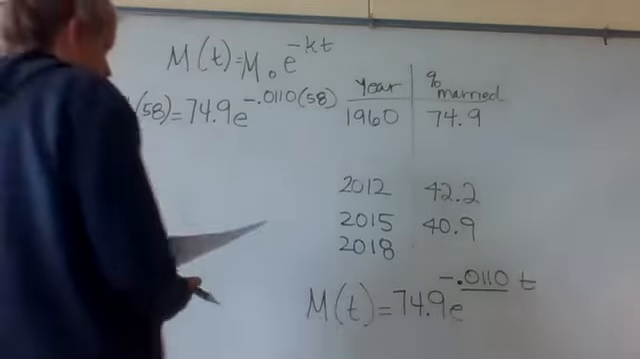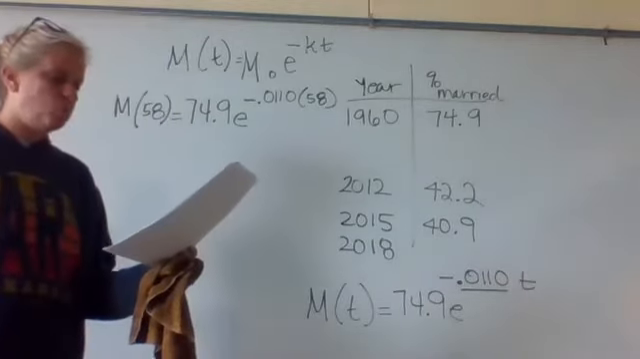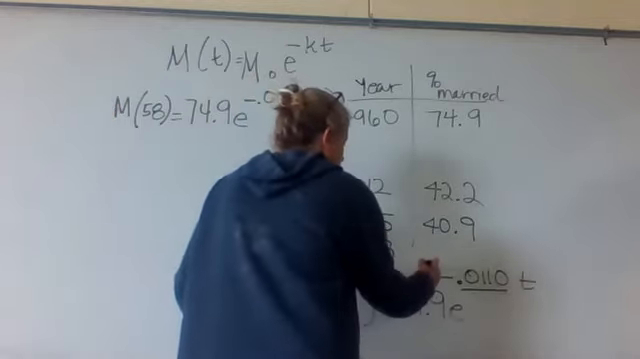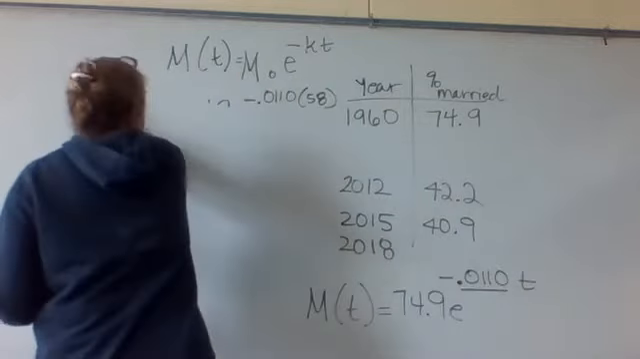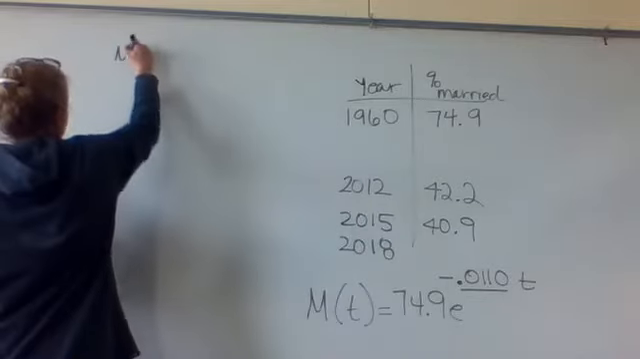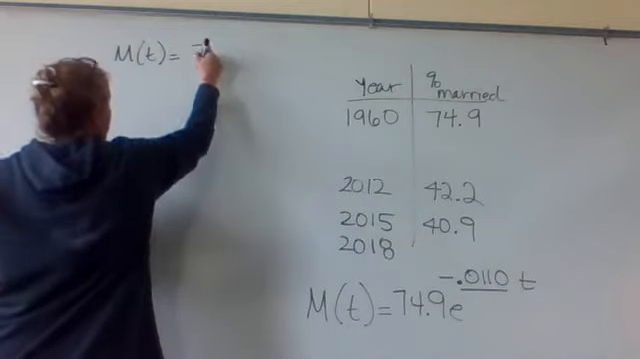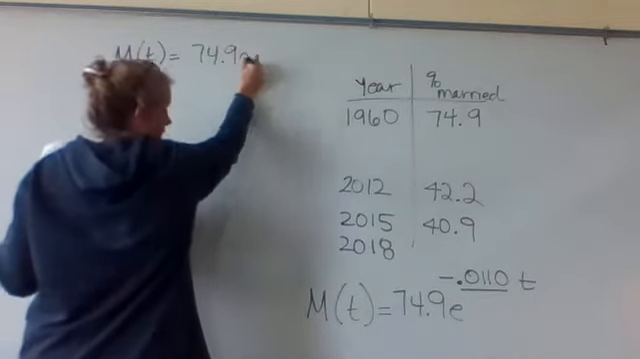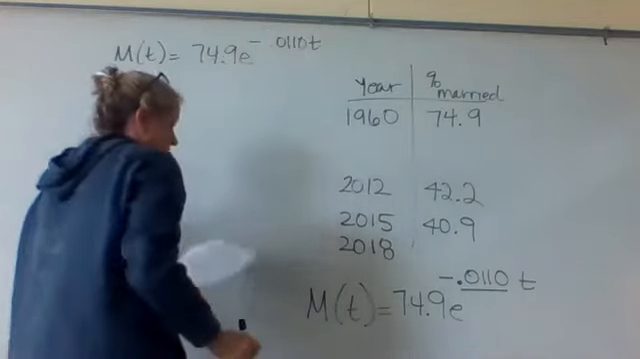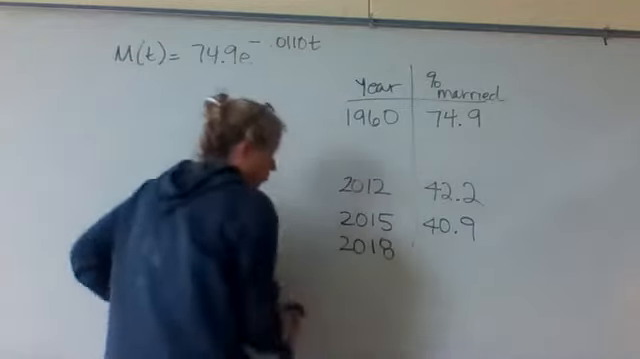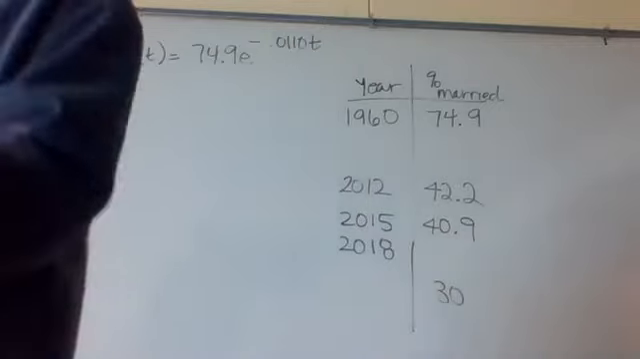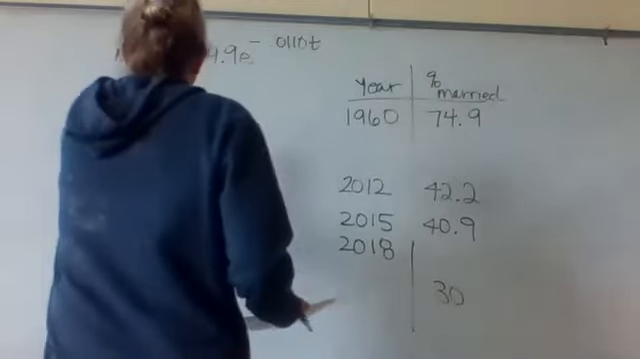All right, last part of it. At this decay rate, in which year will the percent of adults who are married be 30%? So it wants to know when this number will be 30. So my formula is M of t equals 74.9 e to the negative 0.0110t. Okay, but now it's saying when will this number be 30, right? When will it be 30% married?